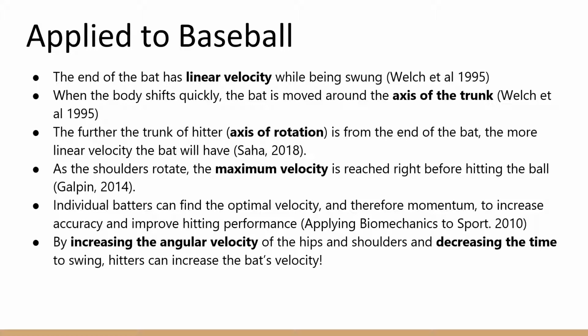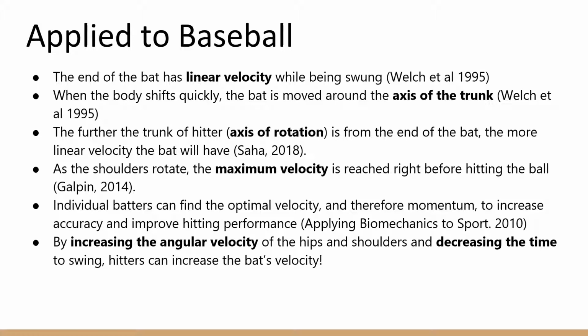To apply this to baseball, the end of the bat has linear velocity while it is being swung. When the body shifts quickly, the bat is moved around the axis of the trunk, which increases angular velocity of the body and linear velocity of the bat. The further the trunk of the hitter, which is the axis of rotation, is from the end of the bat, the more linear velocity the bat will have. As the shoulders rotate, which causes angular velocity within the body, the maximum velocity is reached right before hitting the ball. After this, the arms begin to slow to prepare for the follow-through phase.